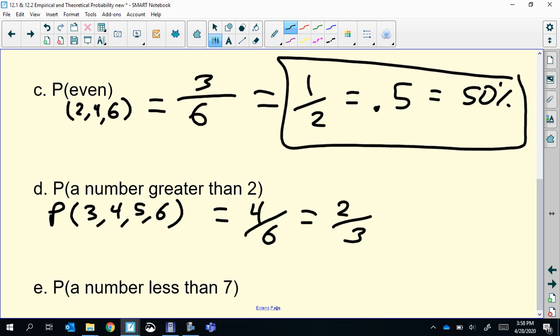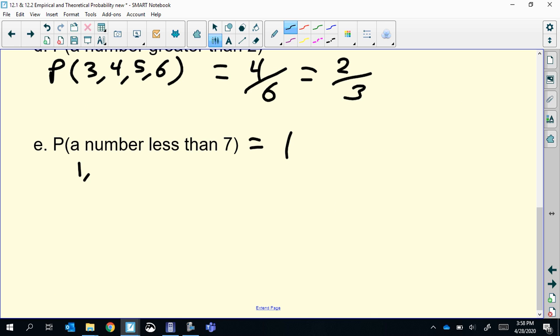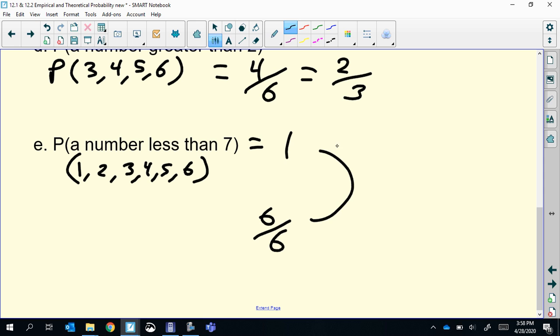A number less than 7, well, all the numbers on a die are less than 7, so that probability would be 1. Because every single number would meet that. If you wanted to write it out, you would say it's a 1 and a 2 and a 3, 4, 5, and 6. So all 6 numbers out of 6, which again would be 1.